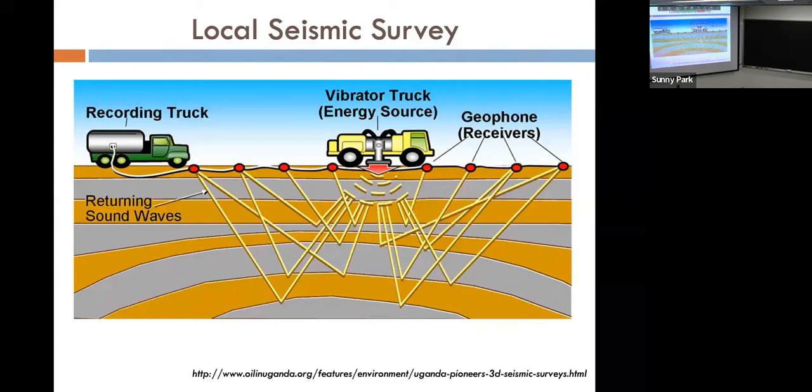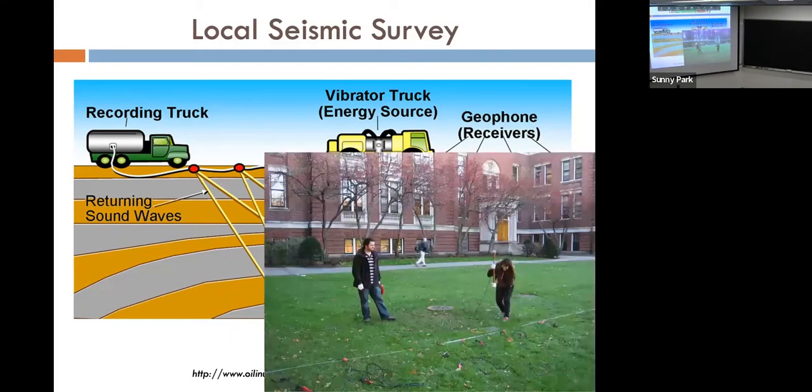Now, this vibrator truck is also pretty expensive. So if you don't have such resources, then you can be the source yourself. So this is actually myself here, hitting the steel plate that's in gray here. And these red dots again are actually the geophone sensors. So this I've done at Harvard when I was doing my PhD. This was just like a course project. I actually had to hit multiple times since I wasn't strong enough to get a good signal to noise ratio.